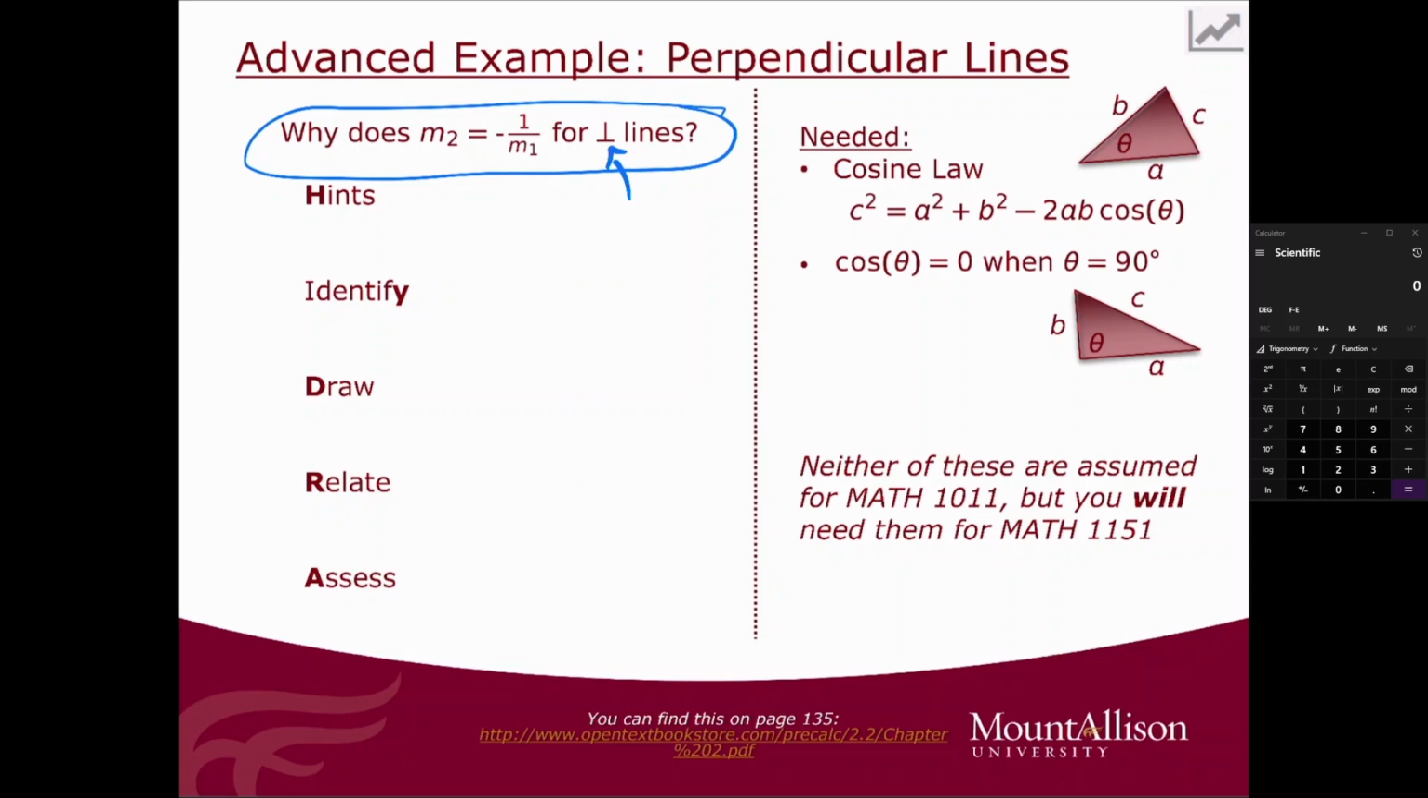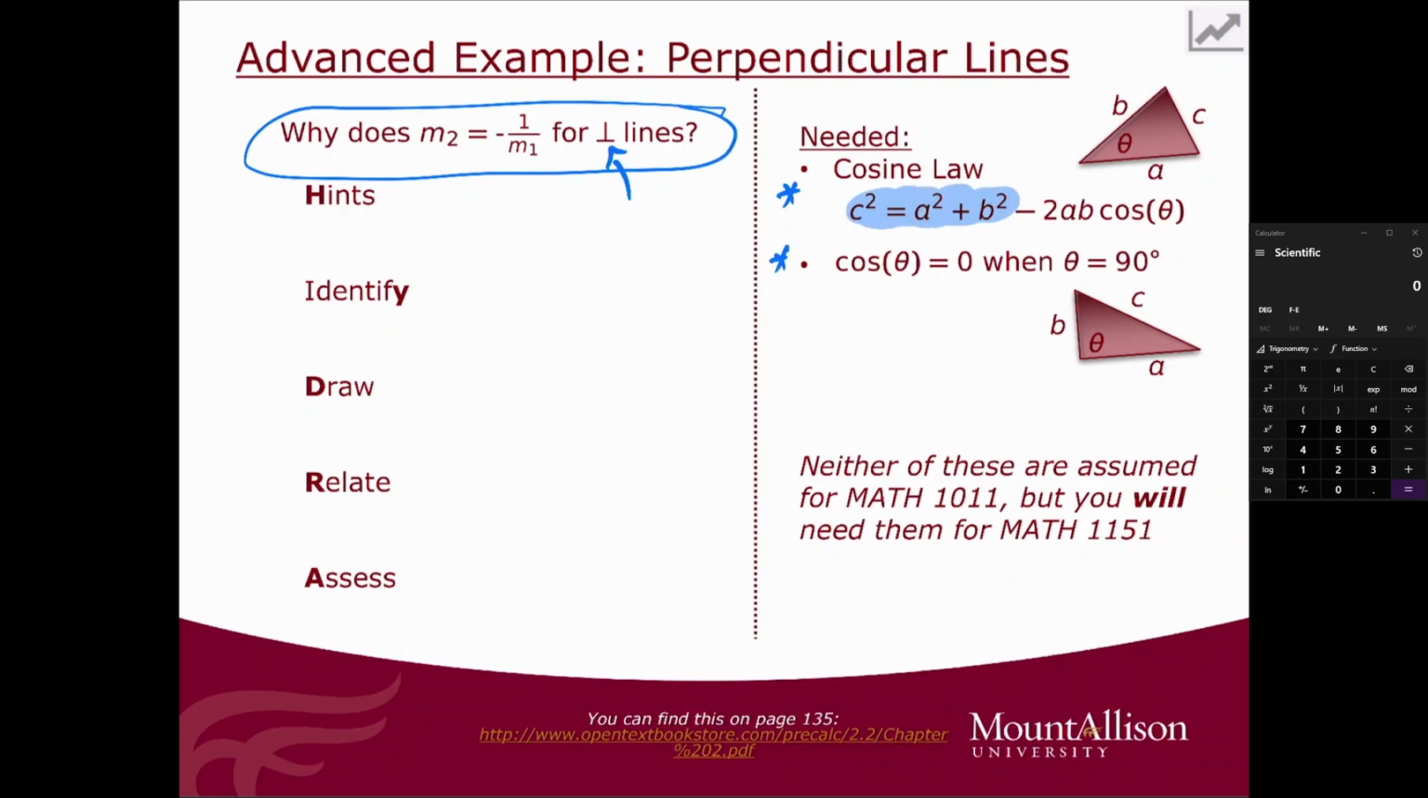Now, what you're going to need, which we have not gone over, and we do not expect you to know for Math 1011, but you will be expected to learn quickly or know before you even get to Math 1151. The two things that you need are the cosine law, and that gives you a relationship for any triangle that you can think of, for any general triangle. You'll notice that it might look very similar to something else that you've learned, and we'll get to that in just a second.